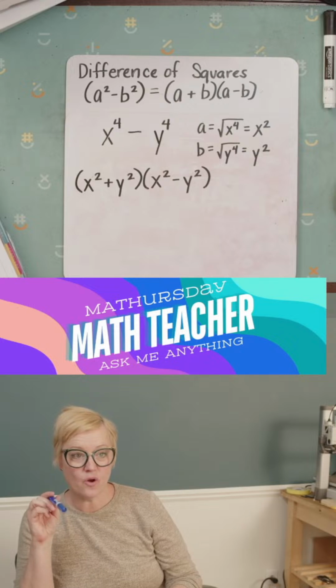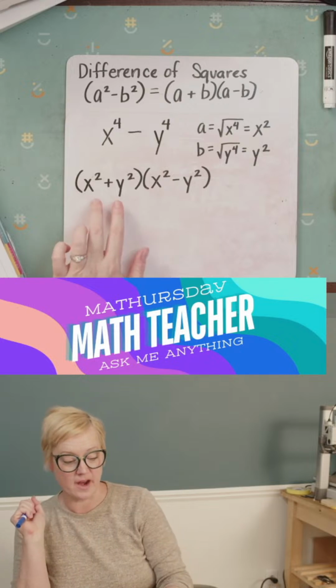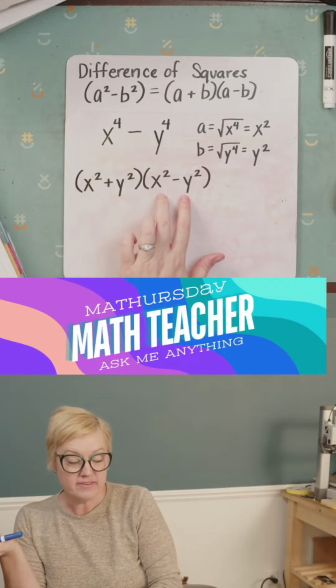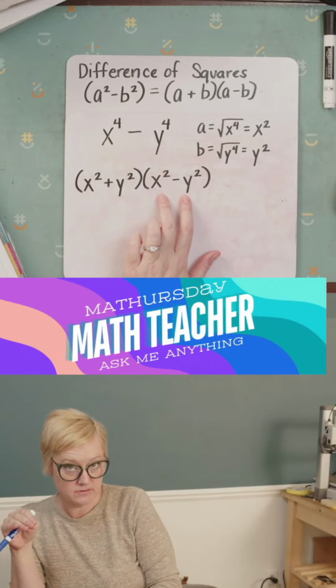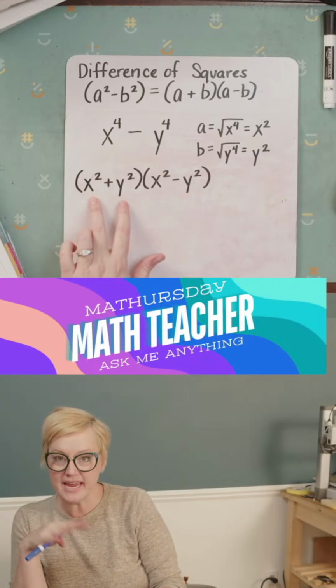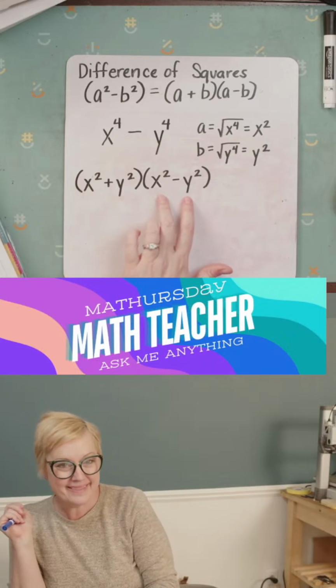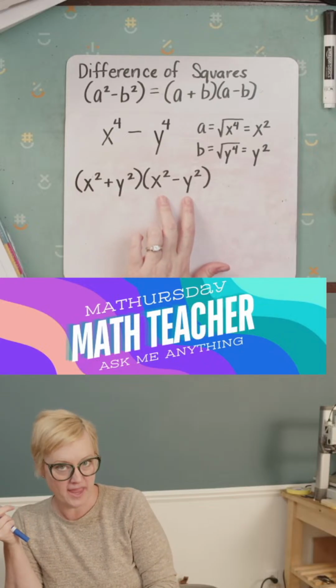Exactly. So Olivia, it can only work on the second set of parentheses, right? We don't have a sum of squares rule. We have a difference of squares rule. So this one is what it is, x squared plus y squared. Great, that one's done. But this one, we can go again.